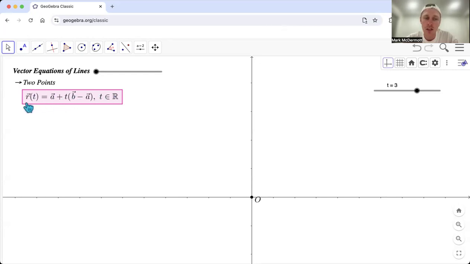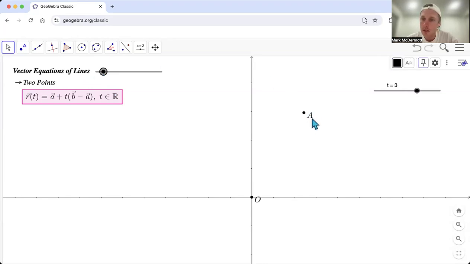You'd say that the vector r of t is equal to some vector a plus t multiplied by vector b minus vector a, where t is an element of real numbers. Can be challenging, but let's step it through step by step. So the first thing we're going to say is, right, this is the 2 points. Well, where are those 2 points? Let's just make them up.